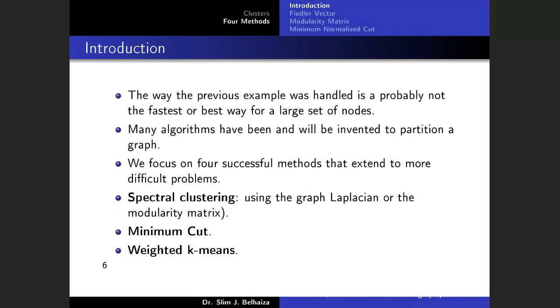In fact, to do things formally, let's say that the way the previous example was handled is probably not the fastest or the best way for a large set of nodes. Many algorithms have been and will be invented to partition a graph. You can always tune something to get a way to cluster things. So we focus on 4 successful methods that extend to many different problems. Mainly, I will talk about spectral clustering using the Laplacian of the graph and the modularity matrix. We'll talk about minimum cut, and we'll talk about weighted k-means.